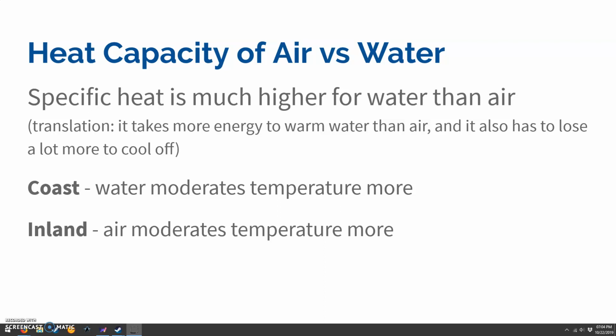Air will heat up really quickly and will cool down really quickly as well. But water takes a long time to heat up and it takes a long time to cool down. So if you live on the coast, right near water, that means water moderates the temperature more. You're going to see that those areas have more temperate climates. So the highs and the lows are about the same. There's not drastic differences between the summer and the winter. It's because the water is playing a big role in the climate of that area. It takes a lot to heat up and it takes a lot to cool down.